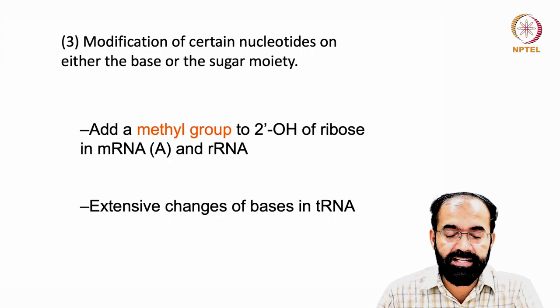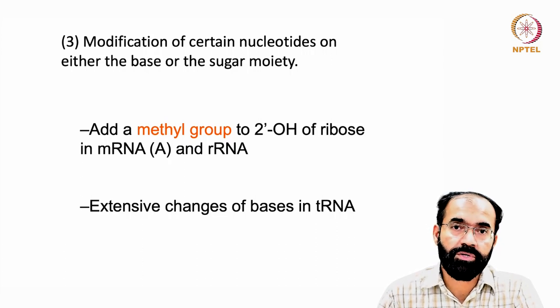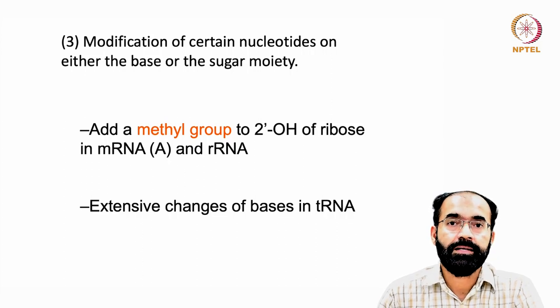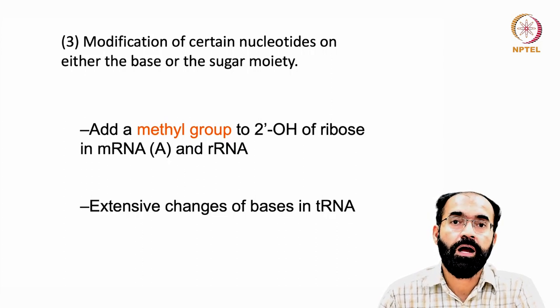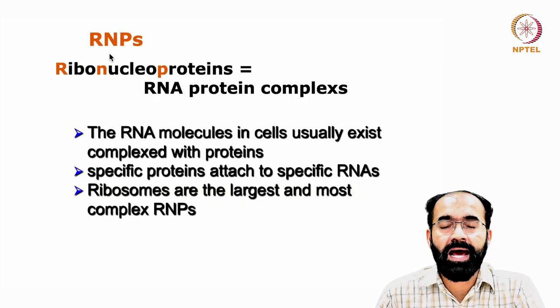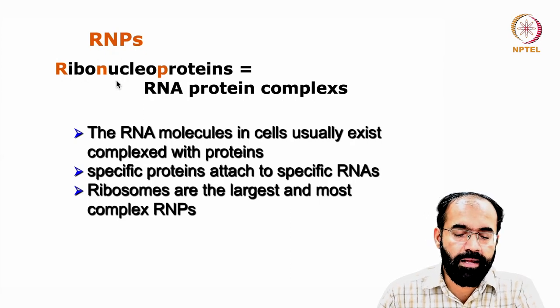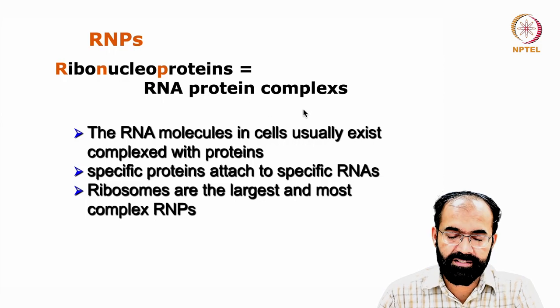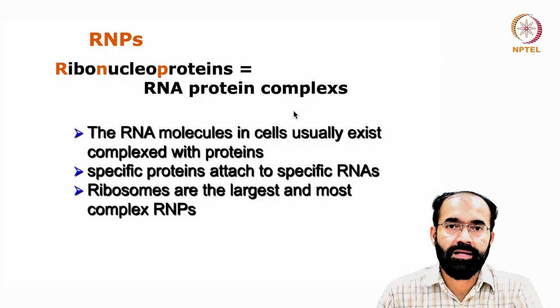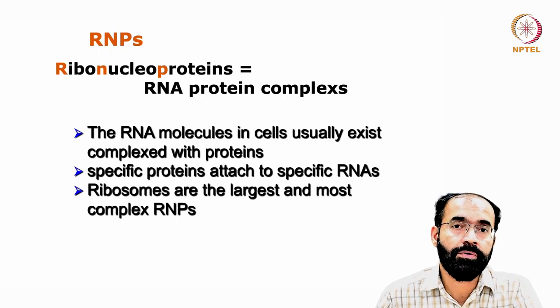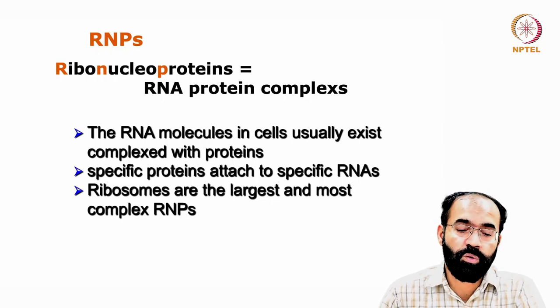So the identity of an RNA molecule also relies on certain base modifications present on the post-production RNAs. And RNP, the name itself indicates ribonucleoprotein, that is, RNA-protein complexes. We know many such examples. Ribosome is a classic example. Ribosome is nothing but an RNP, ribonucleic acid plus protein.